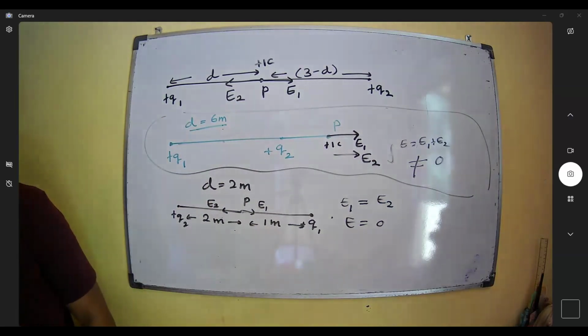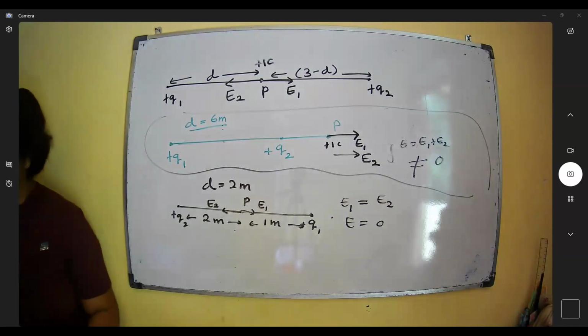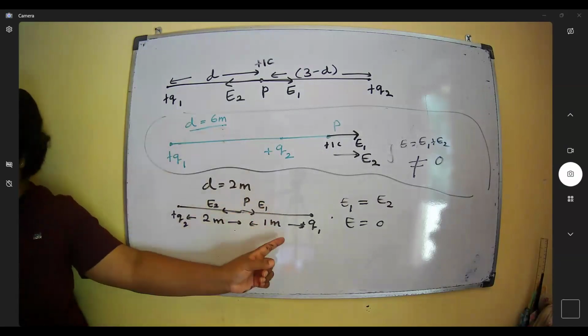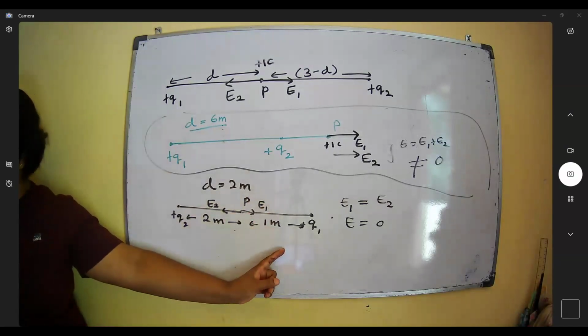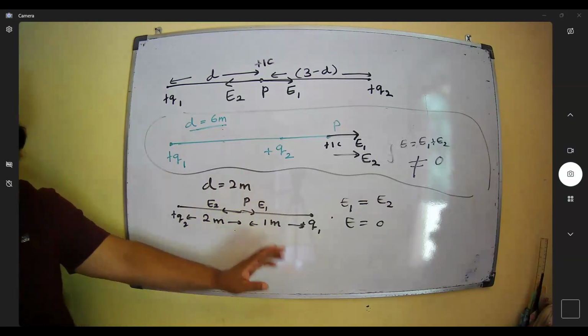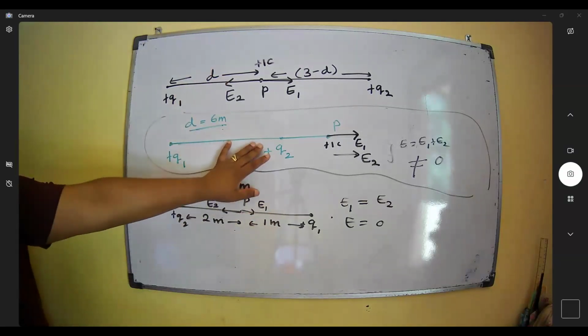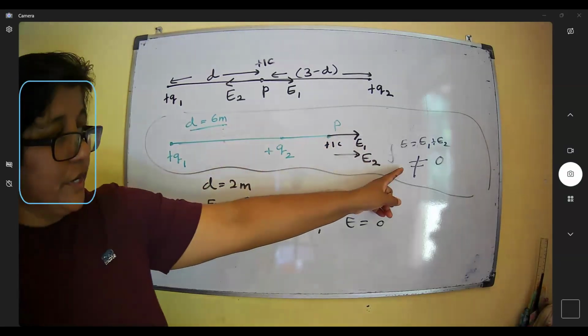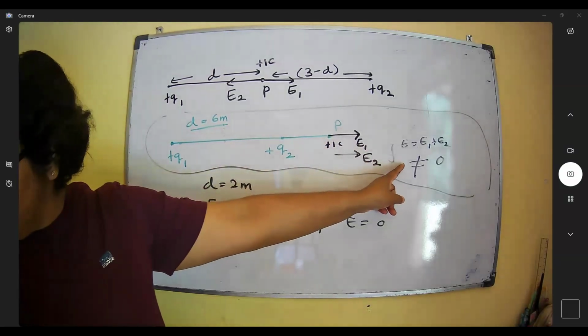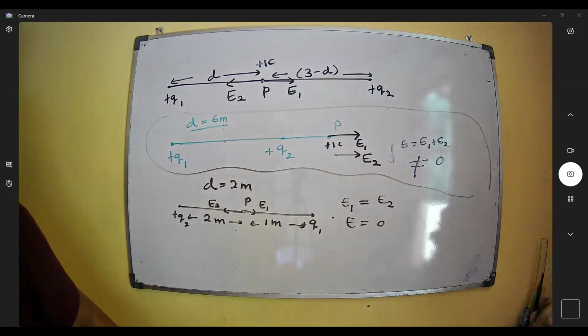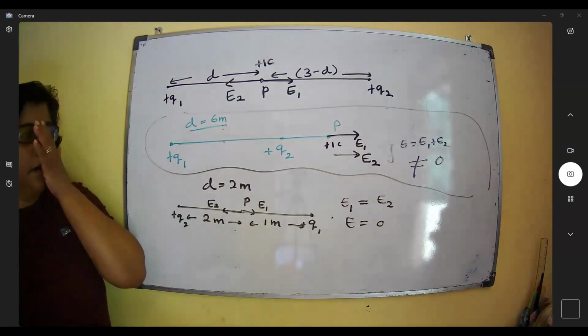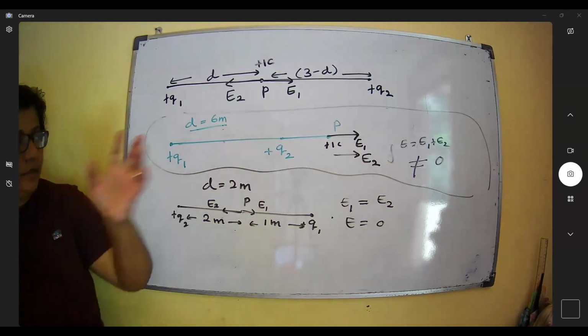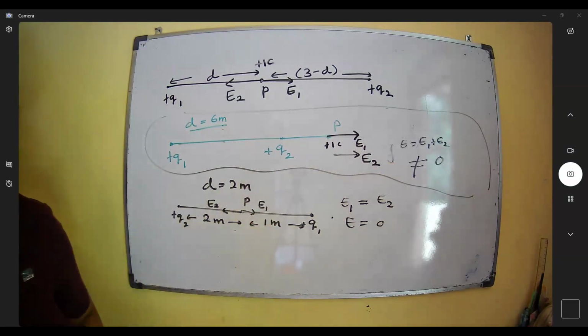Then we can find the D where the electric field is 0. Where the electric field is 0, then we can find, right? In our discussion, this cannot happen. In that situation, this is not equal to 0. E1 is not equal to E2 at that point, right? This is the answer. Okay.